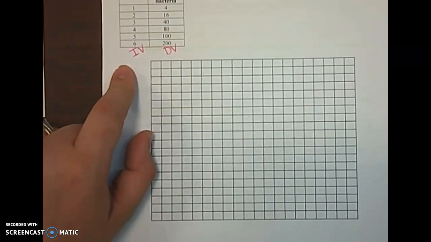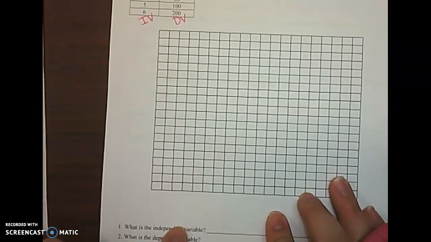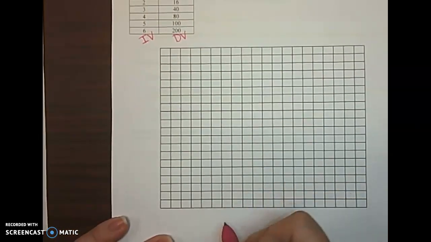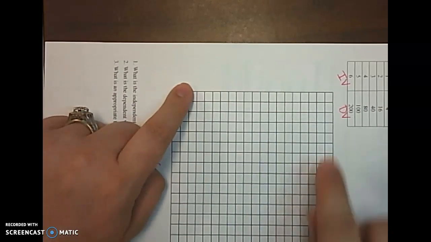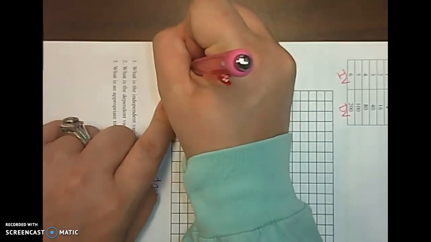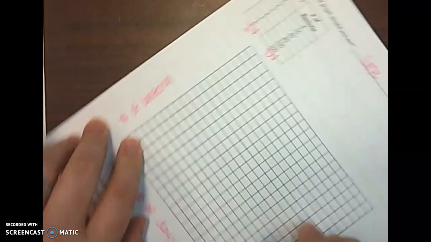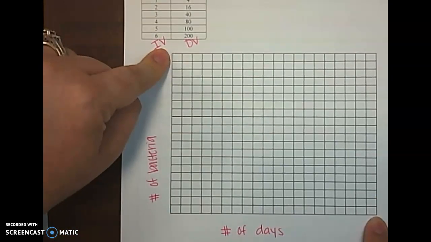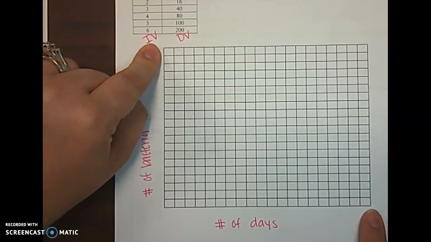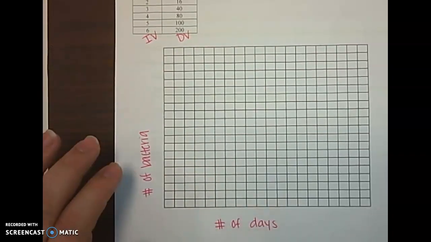So now we can create our titles. So we're going to copy. We know that our independent variable goes on our x-axis. So we're going to title that as number of days. And on our y-axis, we have our dependent variable, and it's number of bacteria. We're going to create a scale on the bottom and create a scale on the side. I want you to do this by yourself. Pause the video now. Then you'll come back and determine if your scale is correct.